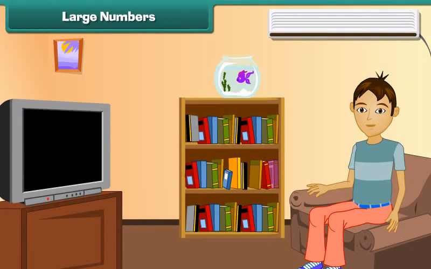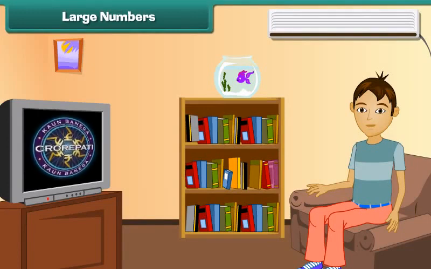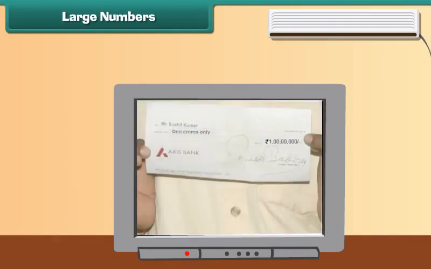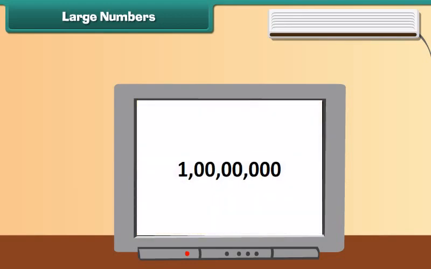Large numbers. Raman is watching the reality show Kaun Banega Karodpati. The contestant on the hot seat wins 1 crore rupees. The host signs and hands him over a check containing lots of zeros. Raman is eager to know the exact number of zeros in 1 crore.